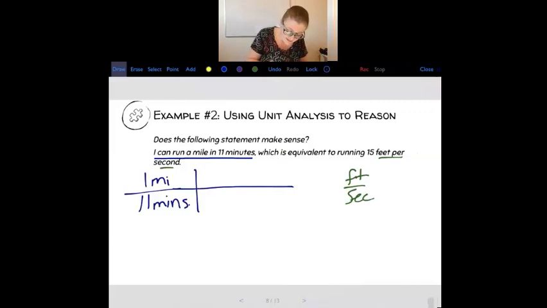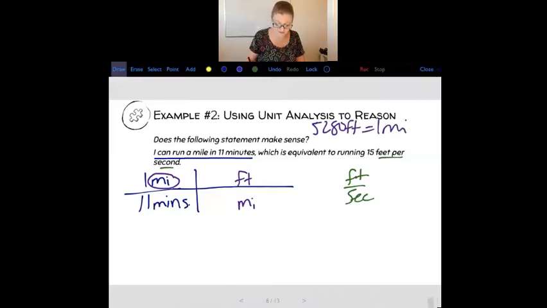If miles is in the numerator, or on top, miles needs to be in the denominator so that those units cancel out. My goal is to get to feet, and I know that there's a conversion. There's 5,280 feet per 1 mile. These will be given to you in the homework. Okay, so then I fill this in. Feet goes with feet, miles goes with miles.